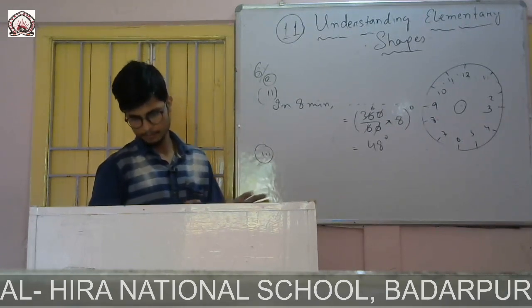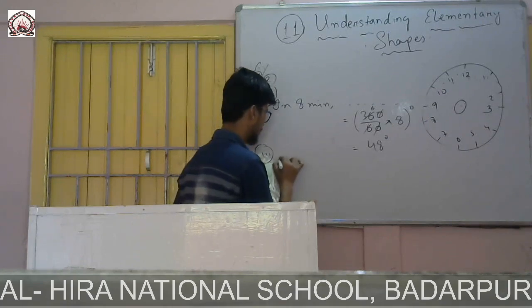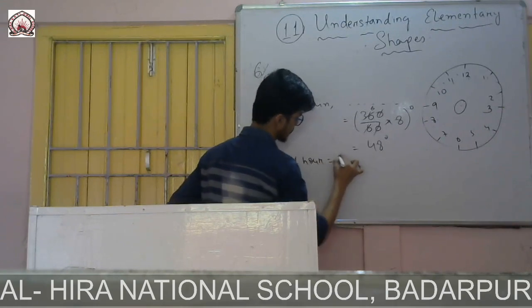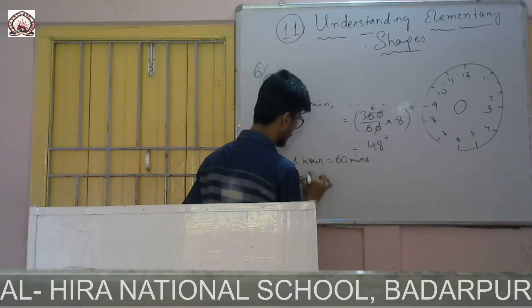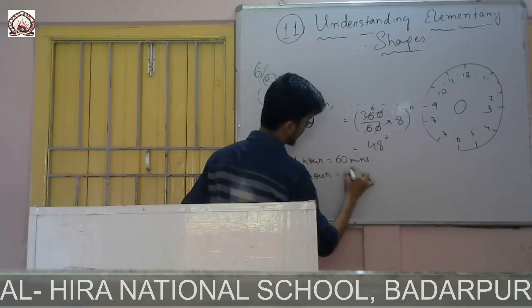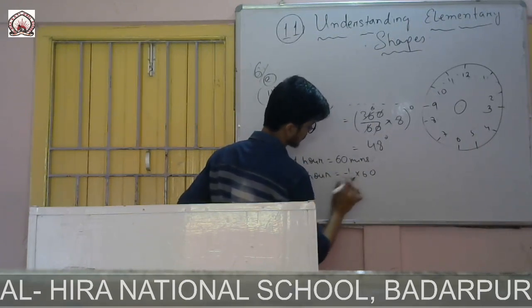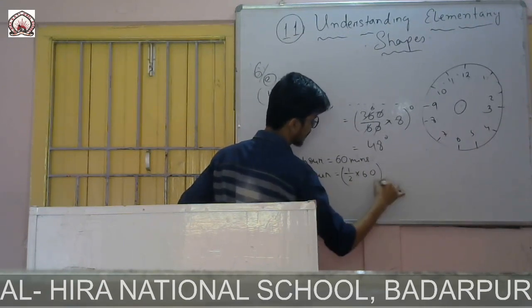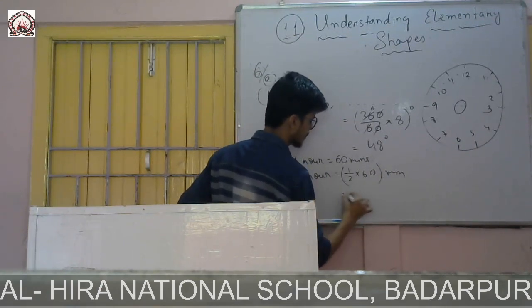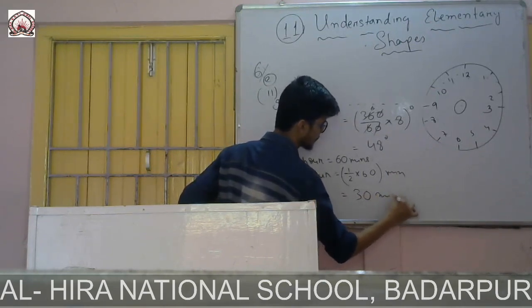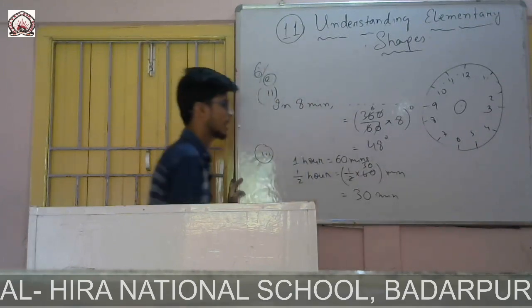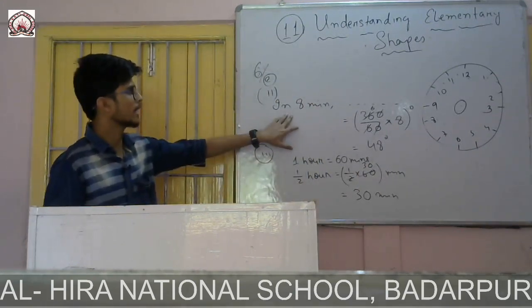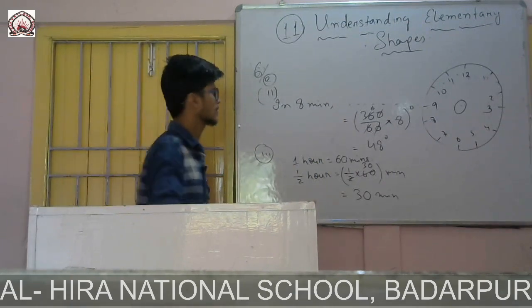Question number, Roman number 3, half hour. So you write, since 1 hour equals 60 minutes, therefore half hour will be equal to half into 60, converting it into minutes. That means it is 30 minutes. Two 30s are 60, so half hour means 30 minutes. That means we have to find the answer for 30 minutes.